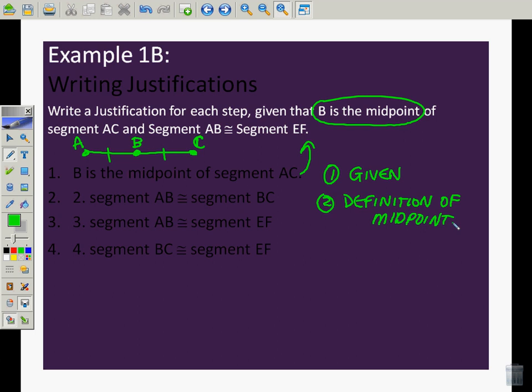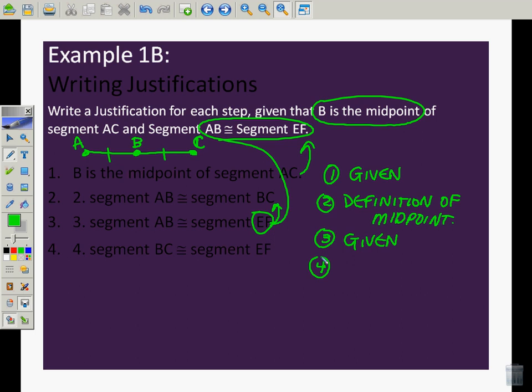If I look at 3, I'm saying that segment AB is congruent to segment EF. I look at the previous line. Is it related to that? Sort of, but EF is a new player. So I must have to look up here. Oh yes, that is a given. Now when I look at 4, we're going through a logical progression here. B is the midpoint of segment AC, segment AB is congruent to segment BC, and I've also said that segment AB is congruent to segment EF. I'm going to try to say that segment BC is congruent to segment EF. Well, look at what happens here.